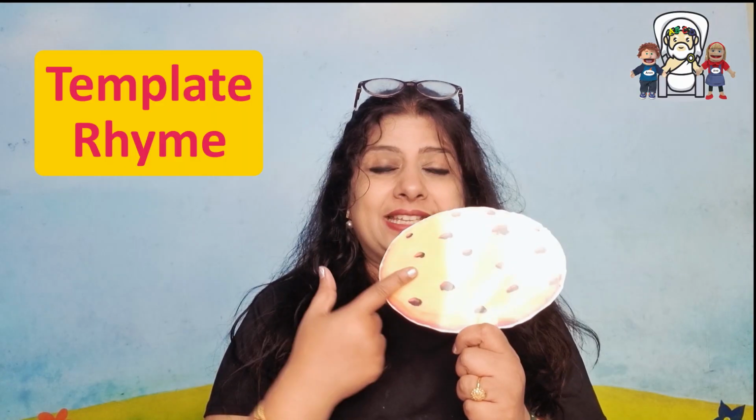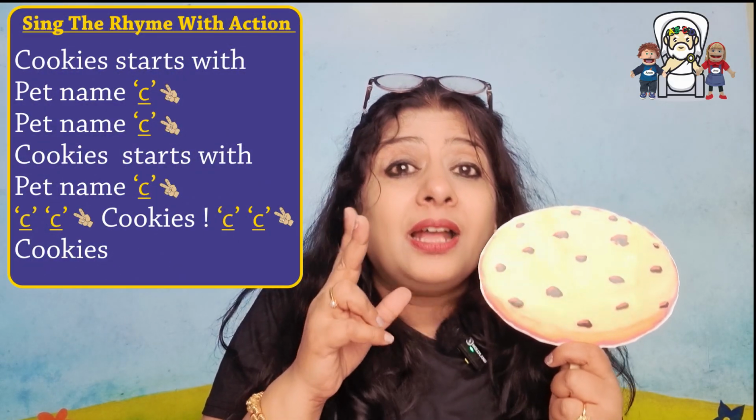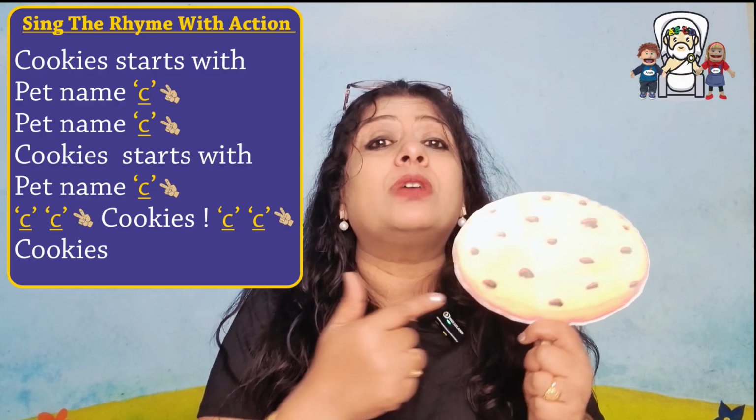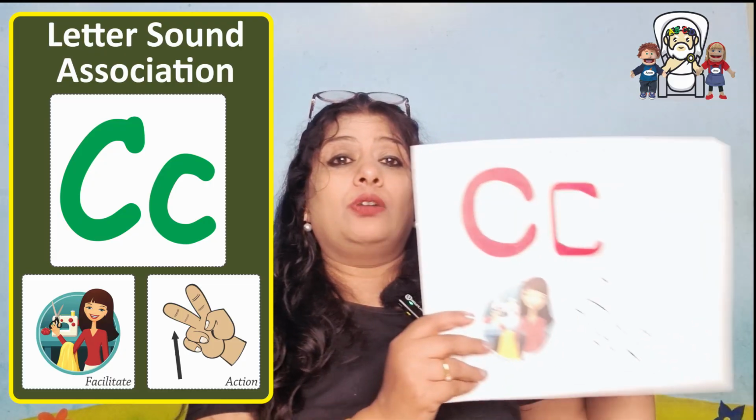Next is the template rhyme. So what can we use for the template rhyme? So let me now use this, cookies. Okay, so now cookies starts with pet name K, pet name K, pet name K. The cookie starts with pet name K, K, cookies. So like this, you can use the real cookies, the flashcard or the hand action and sing many, many more template rhymes.